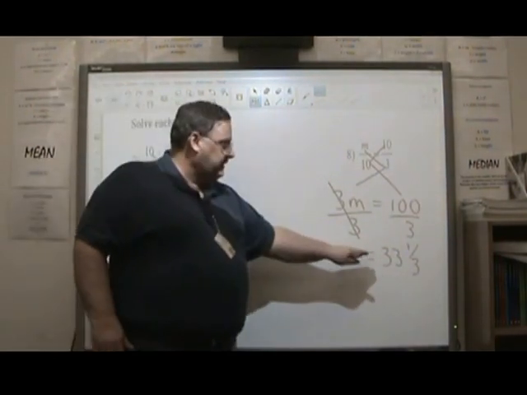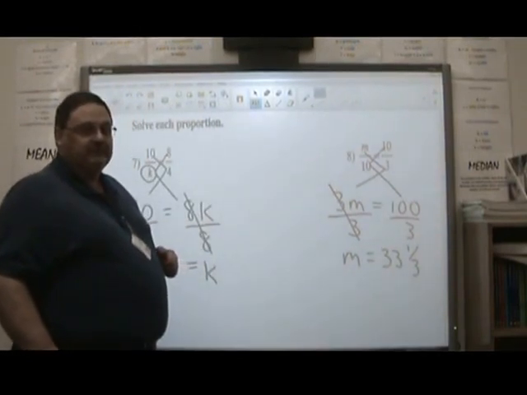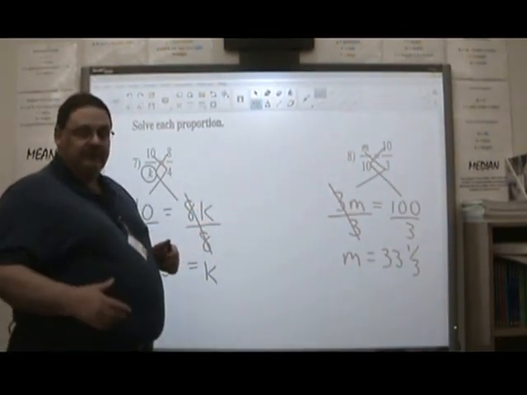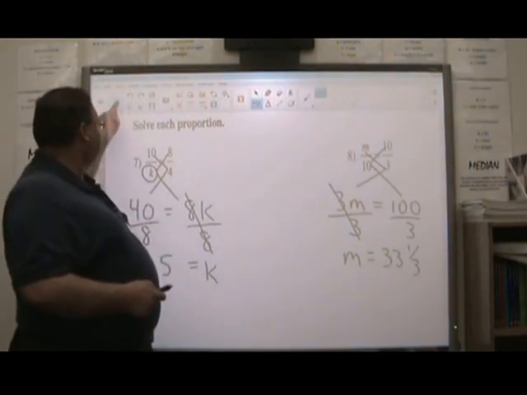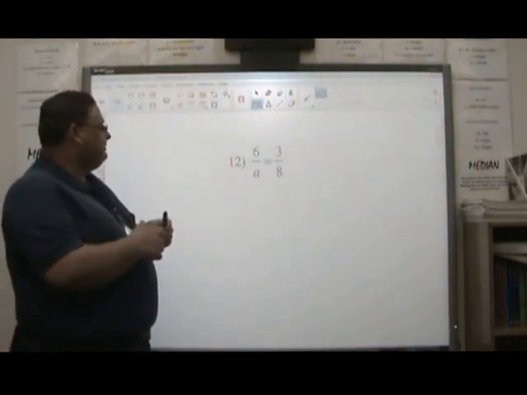And remember, I said that sometimes it could be a decimal, and this would be 33.3 repeating or whatever. Of course, I just changed it to 1/3. Okay. Let's take a look.